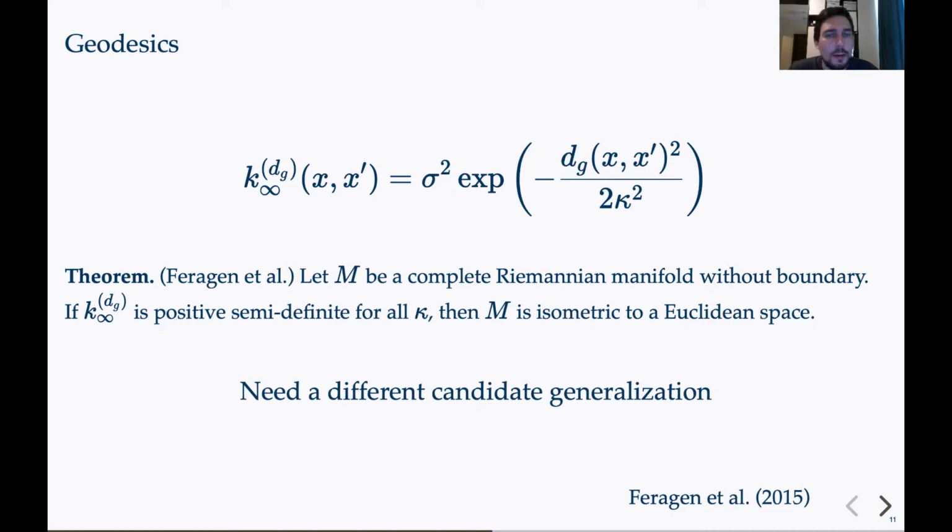Can we get another generalization which is unconditionally positive definite for all values of length scale? It turns out that we can, but we need to take a different approach.